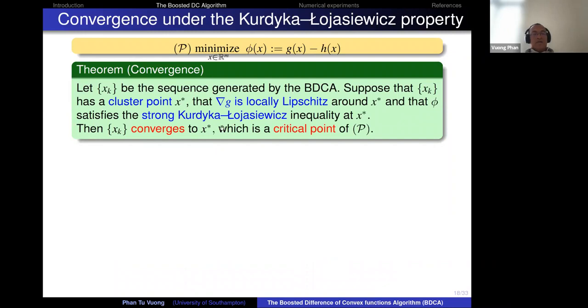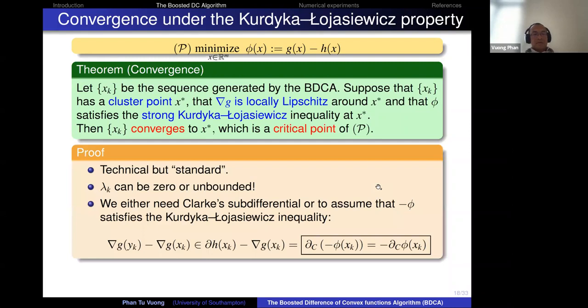So here's the convergence theorem. Let xk be generated by the BDCA, and suppose that xk has a cluster point x star, and we also need the gradient of g to be locally Lipschitz. And if the objective function phi satisfies the strong Kurdyka-Lojasiewicz inequality, then the whole sequence xk converges to x star, which is a critical point of P. The proof is technical, but it has become standard nowadays. And just to mention that the step size lambda k can be 0 or unbounded. If it's 0, then it coincides with the DCA. But in practice, it can be increased very aggressively.